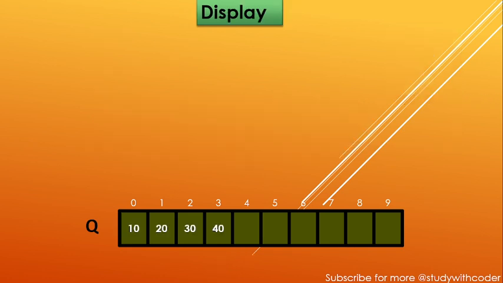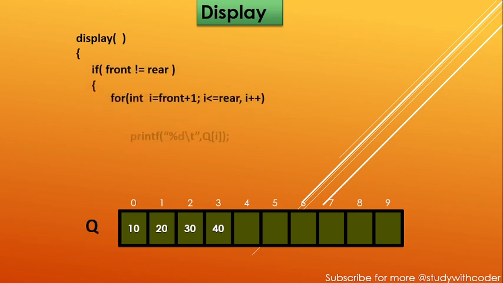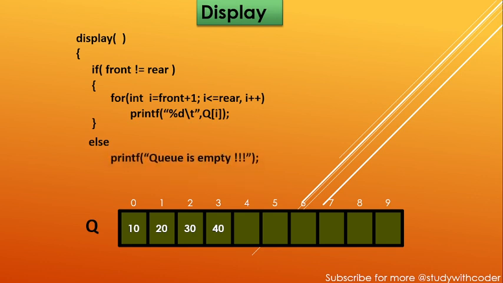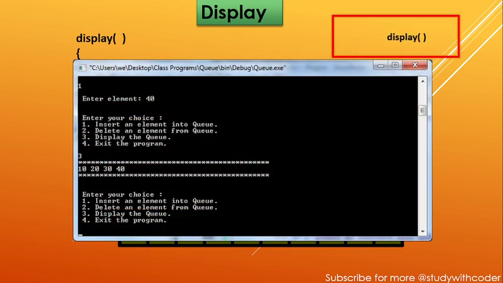Then the display function. If front is not equal to rear, for int i equal to front plus 1 and i less than or equal to rear, increment i by 1, then print the elements in the queue, else the queue is empty. This is the display function of a queue.